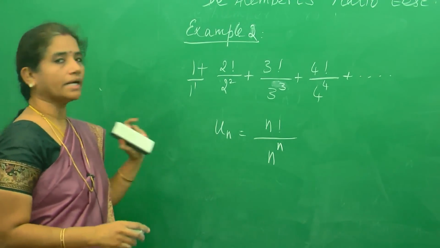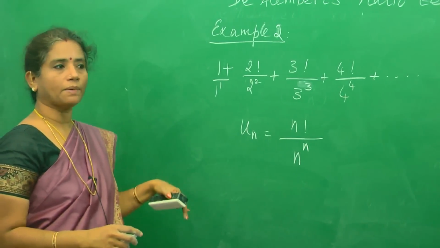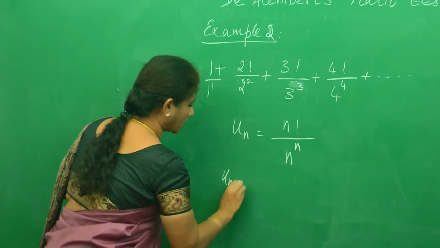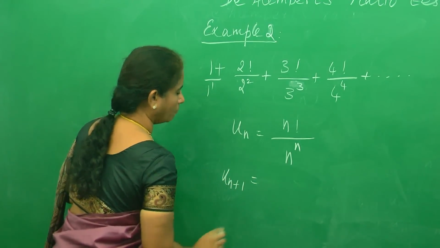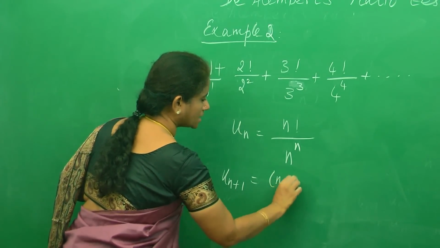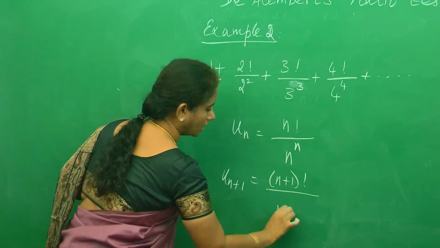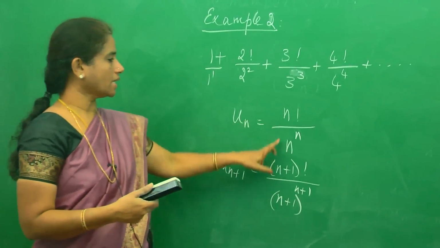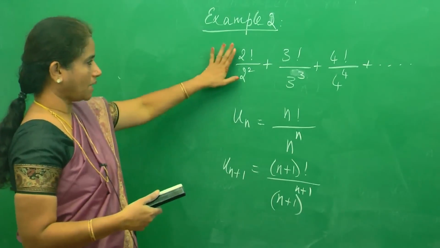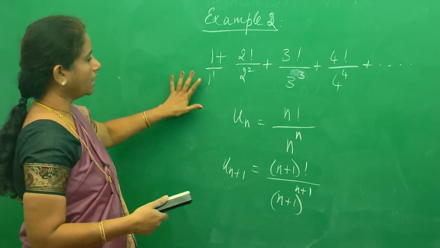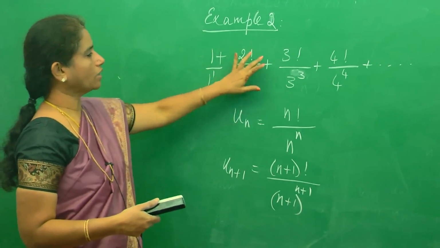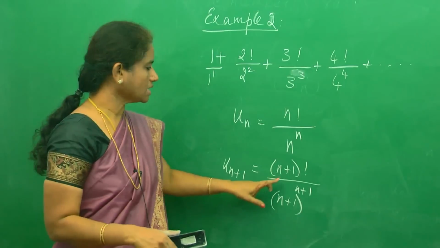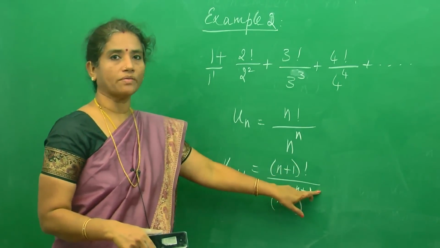Okay. So once I write the nth term, I am supposed to write n plus 1th term and then I am going to compare them. I am going to compare un plus 1 divided by un. So un plus 1 is nothing but the next term, which is going to be n plus 1 factorial divided by n plus 1 power n plus 1. So n is replaced by n plus 1, that's all. First means 1 factorial by 1 power 1, 2 factorial by 2 power 2. Nth term means n factorial by n power n. N plus 1th term means n plus 1 factorial by n plus 1 power n plus 1.